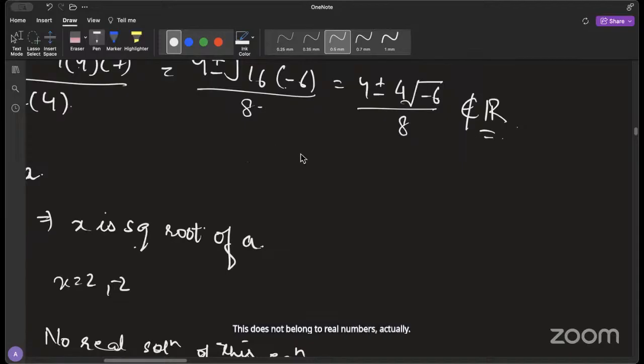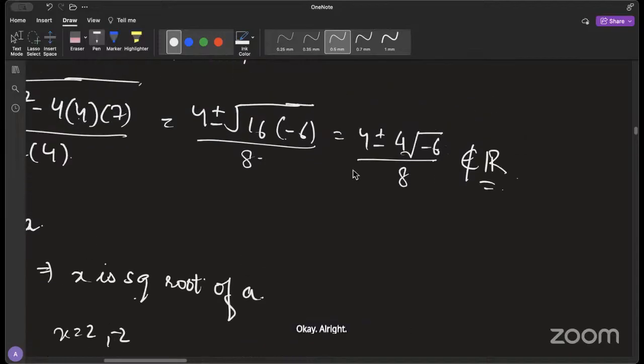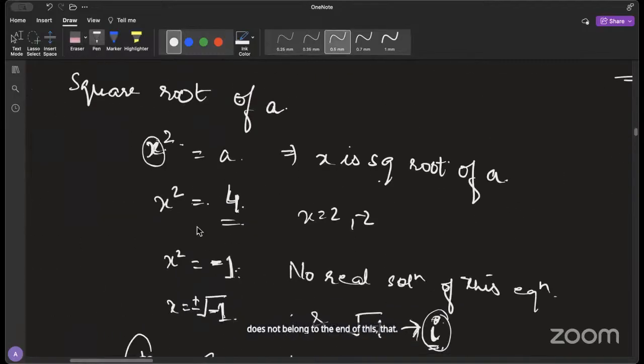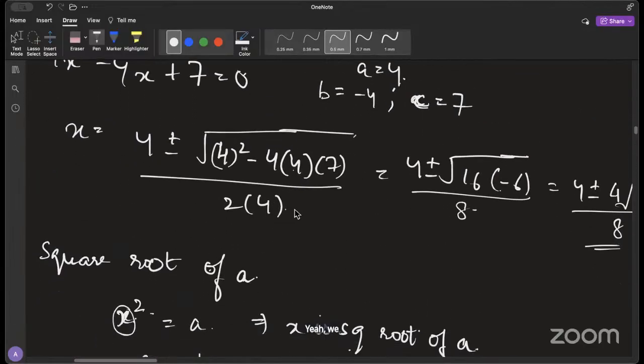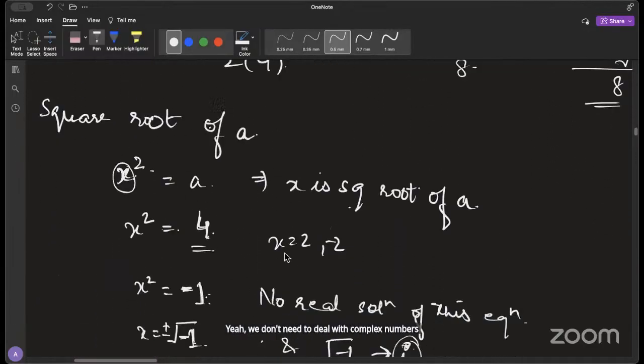The whole point is that this entire thing, where you have a square root of a negative number, does not belong to real numbers. That's all. Currently, we don't deal with complex numbers. We don't need to deal with complex numbers in our syllabus.